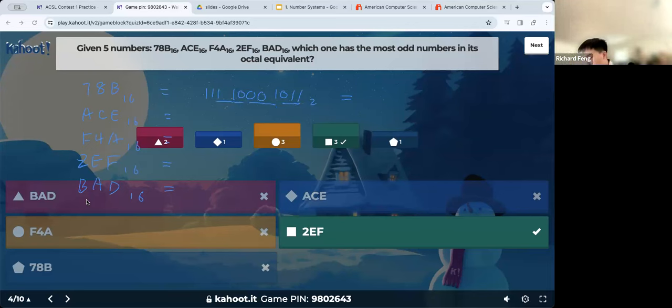So 011 is the same thing as 3. 001 is the same thing as 1. And then 110 is the same thing as 6. And 11 in the front is the same thing as 3. Okay, so the first one, how many odds does it have? It has 3 odd numbers.